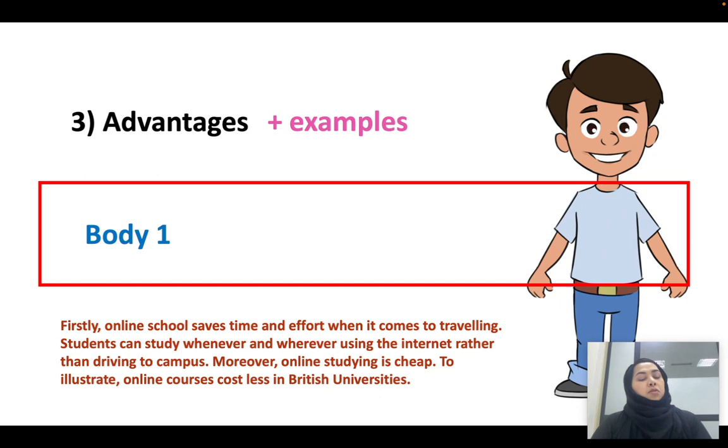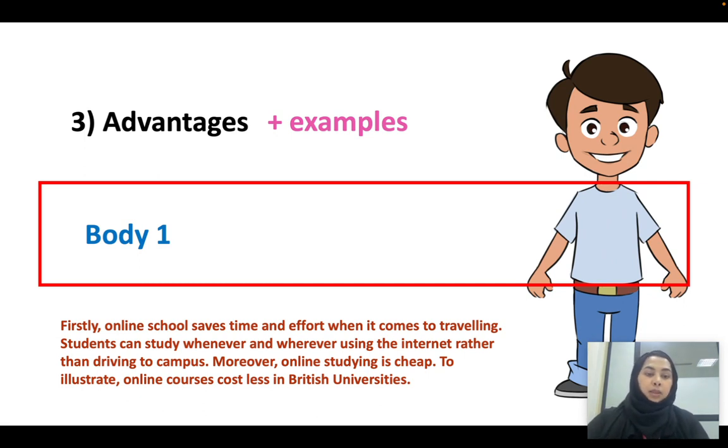Let's look at this example. Firstly, online school saves time and effort when it comes to traveling. That is my point. Students can study whenever and wherever using the internet rather than driving to campus. So this is an example to the point I just made. Moreover, online studying is cheap, another point. To illustrate, online courses cost less in British university. This is the example to my point. So I made 2 points and I backed them up with 2 examples.